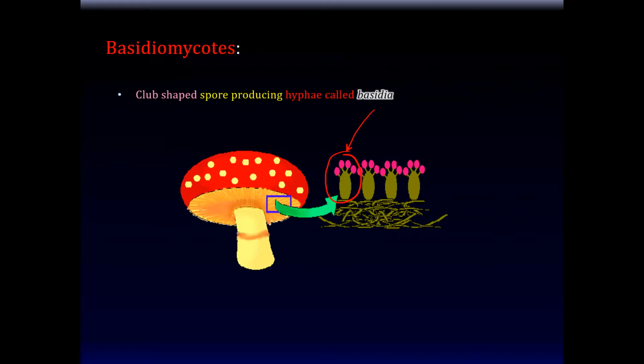So the fungi are classified basically by how their spores are produced, right? Even though they look very similar sometimes. So, the club-shaped spore-producing hyphae called basidia.